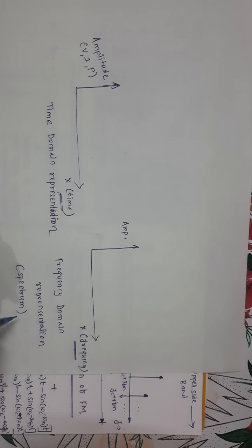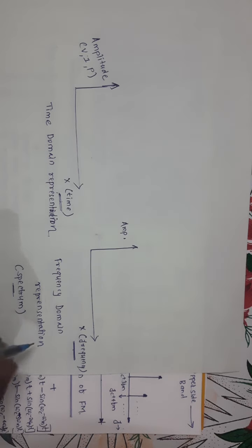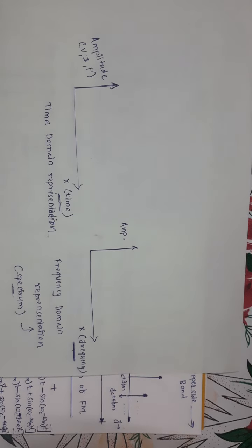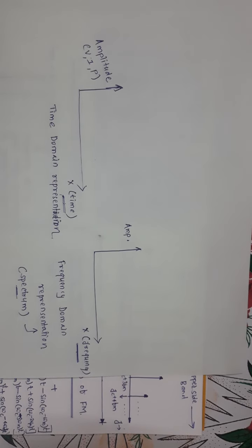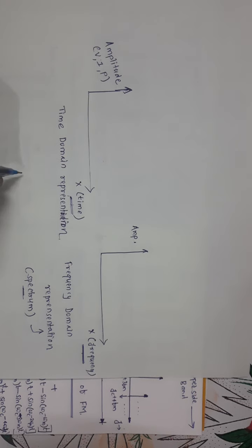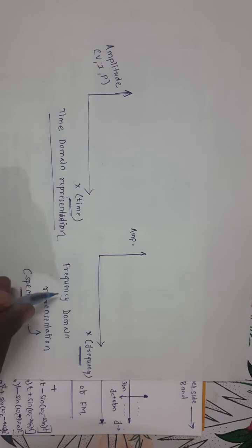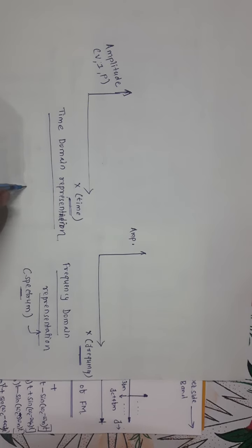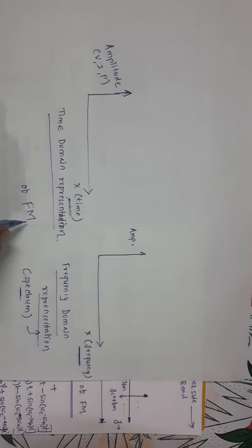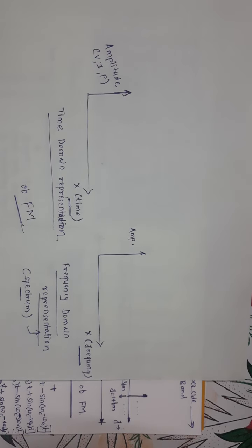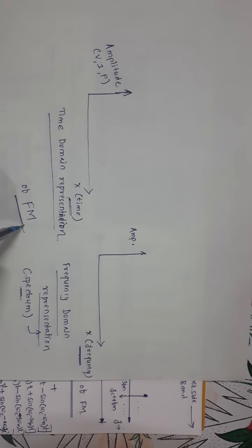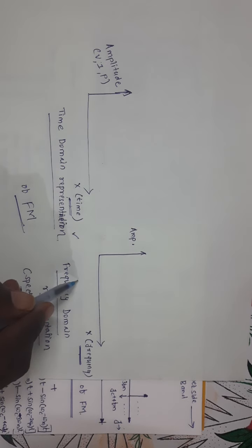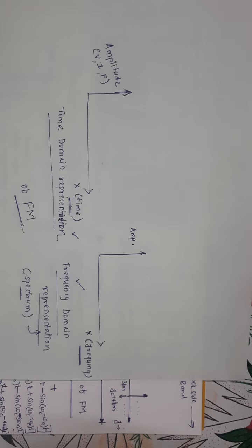So whenever you come across the word spectrum, always keep in mind that spectrum means frequency domain representation. Now our today's lecture is totally related with the time domain representation and frequency domain representation of FM, that is, the frequency modulated wave. So how the frequency modulated wave is represented in time domain, and how it is represented in frequency domain, right?